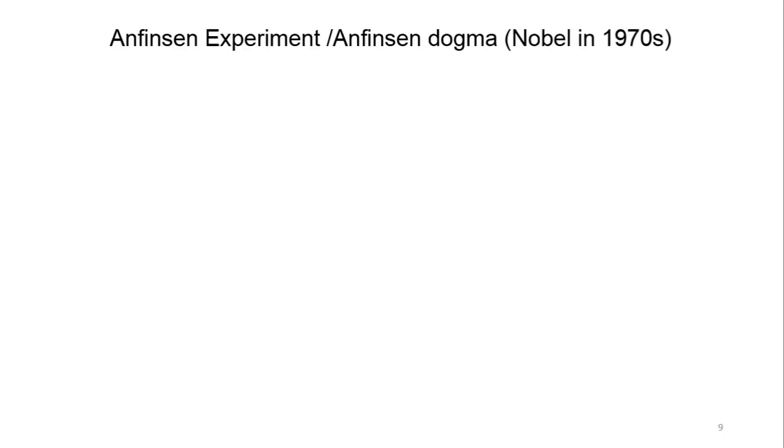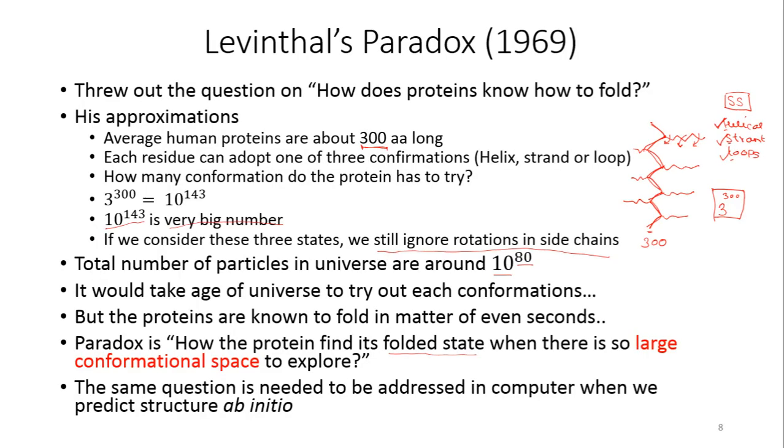Okay, so this was about Levinthal's paradox. It says that there are a numerous number of conformations that a protein might have to try before it figures out, this is my global state, or this is my folded state. And this number is ridiculously high, right? So that is what I wanted to discuss in this Levinthal paradox in the protein folding context.